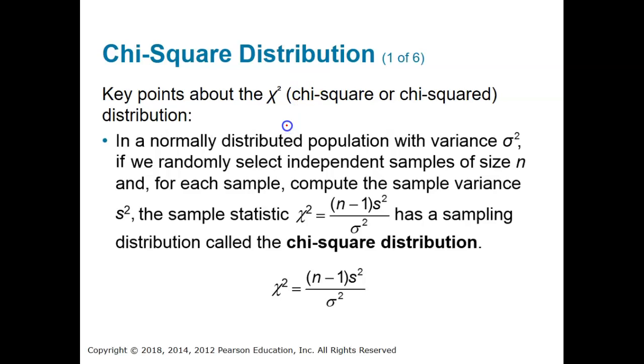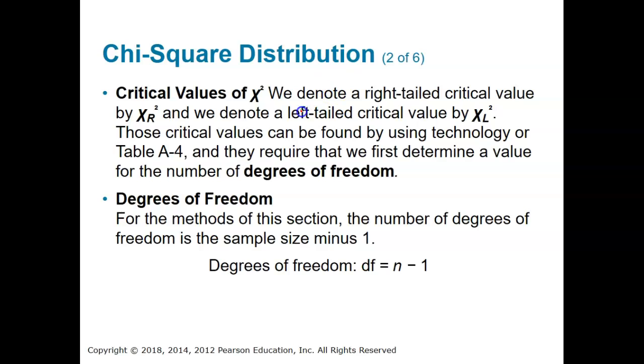So some key things about the chi-square distribution is in a normally distributed population with a variance of sigma squared, if we randomly select independent samples of size n, and then for each sample compute the sample variance, then the sample statistic has a sampling distribution called the chi-square distribution. So we'll be getting our critical values not from the normal distribution, not from the t-distribution, but from this distribution called the chi-square distribution. We're going to have what's called a right tail critical value, and we're going to have a left tail critical value that will subscript with a little r and a little l.